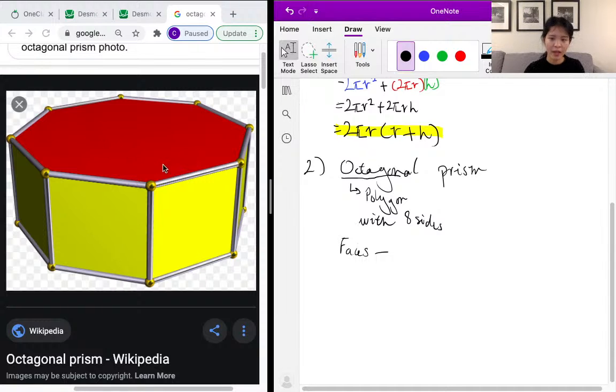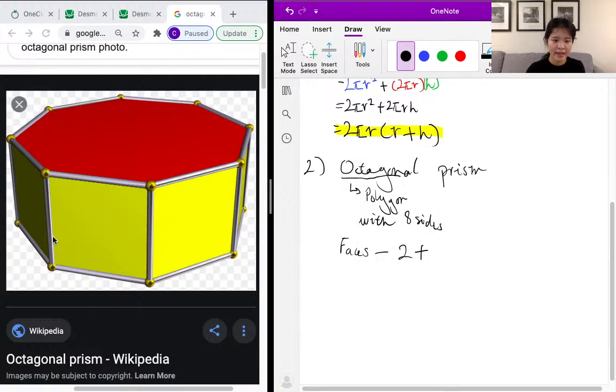So for an octagonal prism specifically, we know that there are 2 faces at least. One is at the top, which is an octagon. The other one's at the bottom, which is another octagon. So we know that the faces is actually 2 plus the faces on the side here. We know an octagon is a polygon that has 8 sides, so it has 1, 2, 3, 4, 5, 6, 7, 8 sides over here.